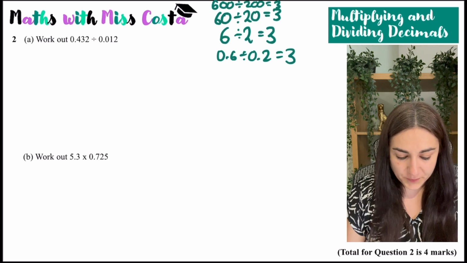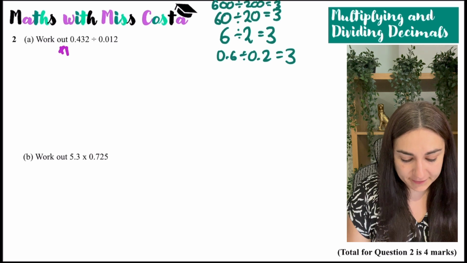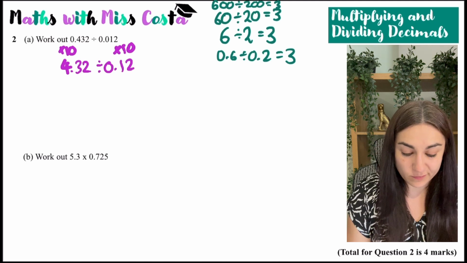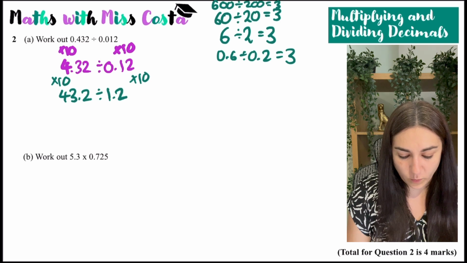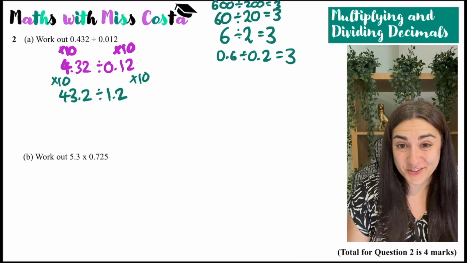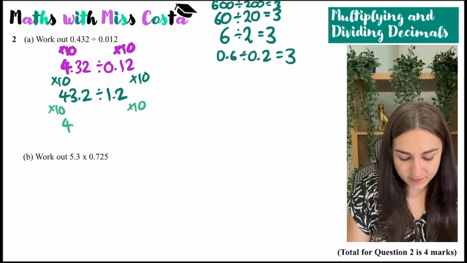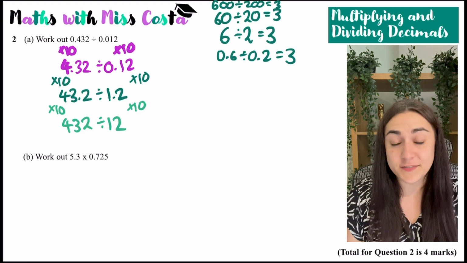So what I want to do is keep multiplying until I have a nice number to divide by. If I times it by 10 first, that would give me 4.32 divided by 0.12. Not so nice. Let's times it by 10 again. That would give me 43.2 divided by 1.2. Still not an integer, still not 2 whole numbers. If I times it by 10 again, I'd be left with 432 divided by 12. Now I've got some integers, and if you're great at long division, you just do that.